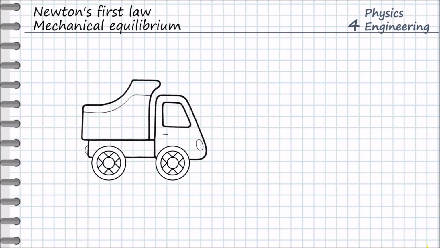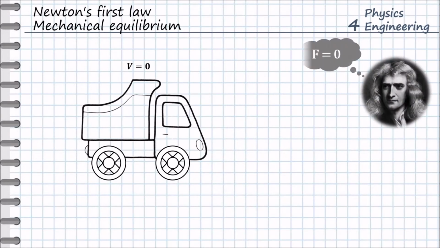We have a stationary car, its velocity is 0. Newton says in this case, since the velocity of the car is 0, then the resultant force acting on the car is also 0. Let us check what it means for the car. We first define the forces acting on the car. This is the gravity force, and these are the reaction forces acting on the tire wheels.